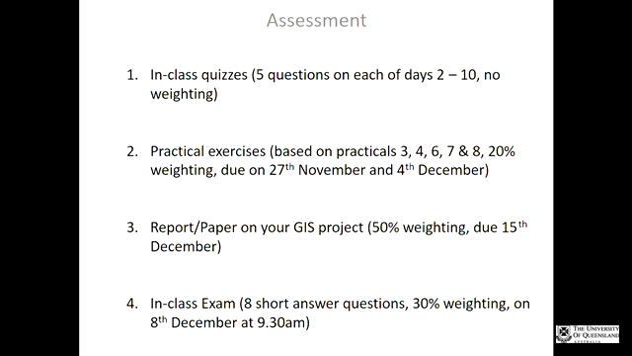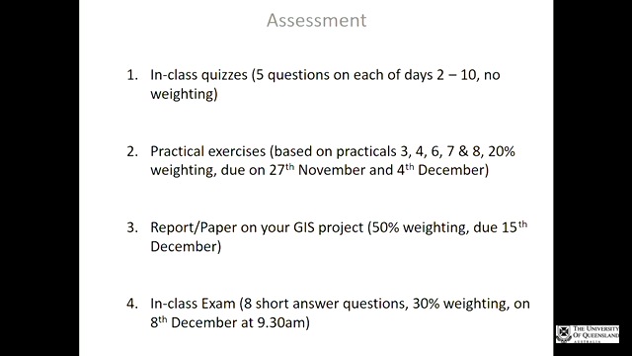Are they all online? Yeah, there's a couple of questions at the end of the relevant practicals, and you just put your answers into a Word document and submit through Turnitin. Does that make sense? You don't need to submit each individual question. Just submit the answers to 2 questions on the 27th and the answers to 3 questions on the 4th.